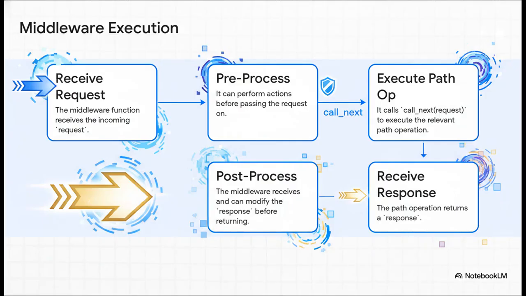Now, the flow here is really the key thing to understand. The middleware acts like a wrapper around your endpoint logic. First, the request hits your middleware. You can do whatever you need to, maybe add a header, log something, and then you must call call_next(request) to pass it along to the actual path operation. Once the endpoint is done and creates a response, that response travels back up through the middleware on its way out, which gives you one last chance to modify it. It's a very powerful pattern.